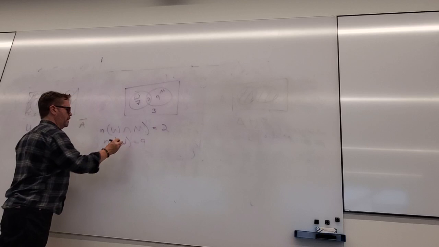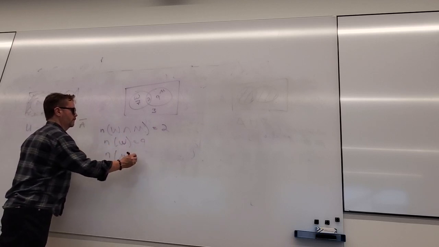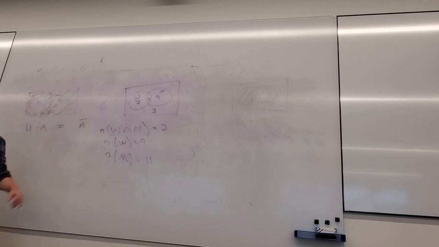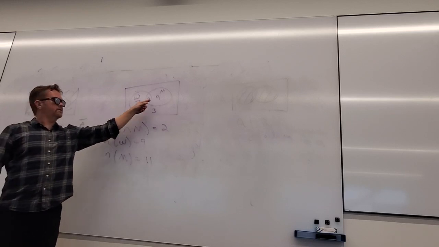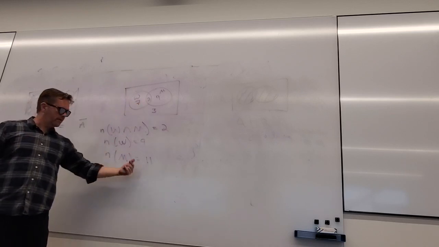How many people like mangoes? 11. Are you guys with me so far? It gets a little weird because if you're in the intersection, you are also in each circle. So I wouldn't say only 9 people like mangoes because those 2 also like mangoes. So 11 people like mangoes.